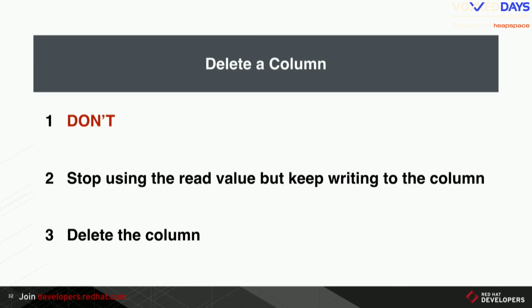And last scenario, deleting a column. You never delete a column in production because that's a destructive statement. If you delete a column, you lose the data. If you want to roll back your version, you're screwed because you don't have the data anymore. So if you want to delete a column, well, first you don't. You just mark the column for deletion. And in the next version, you stop using the read value, but you keep writing to the column. Because if you need to roll back, your previous version still needs the value that is in that column.